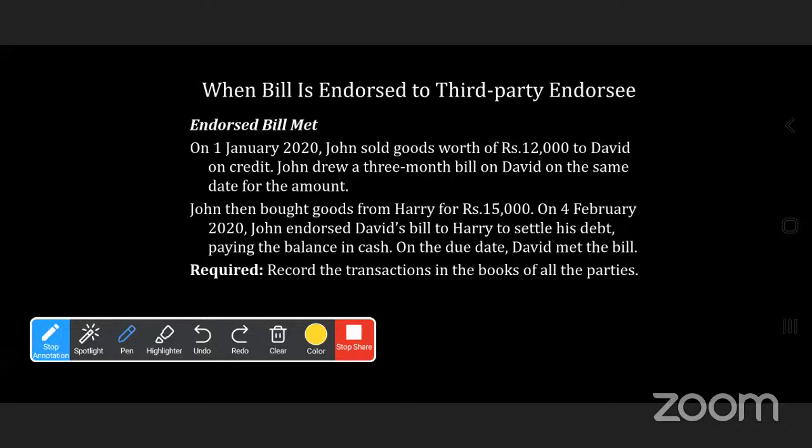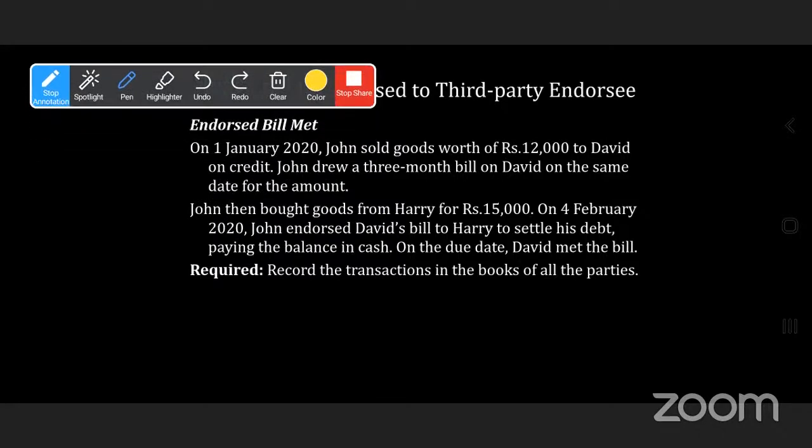Now you have to pass the journal entries. On the due date, David met the bill. You have to pass journal entries in the books of all the parties. So who are the parties involved? John, David, and Harry, 3 parties. Now let us see the journal entries in the books of John.